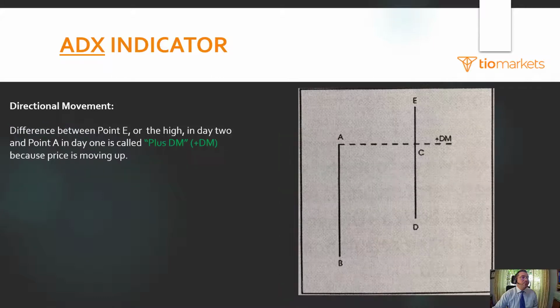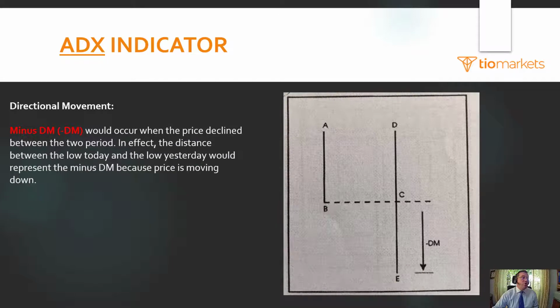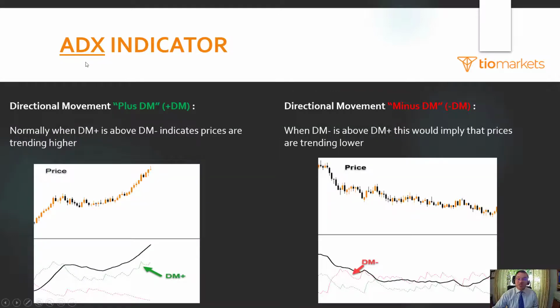So the difference between the positive directional movement and negative is whether or not prices are higher than they were 2 periods ago, or lower. If today's price is higher, then we have a positive. If today's price is lower, then it will be a negative. So what the ADX indicator is doing is measuring that.